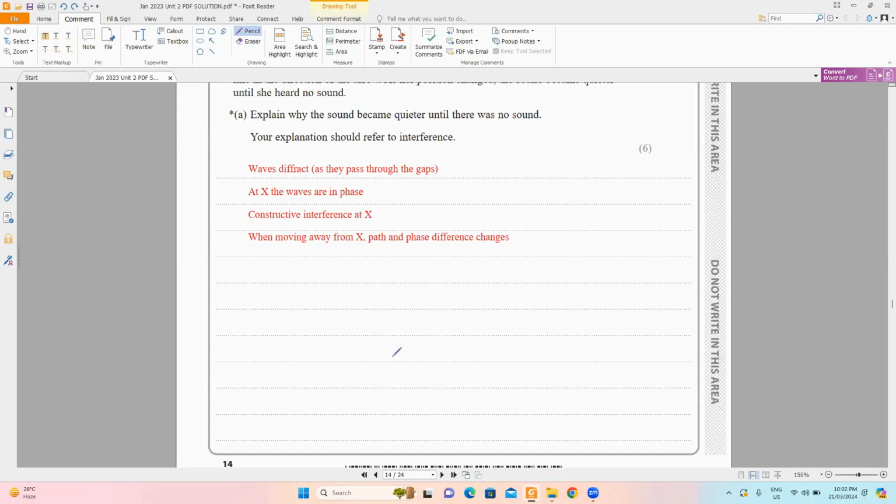So I think in the mark scheme, they gave this as an option. Either you write about path difference or about phase difference. So just to be on the safe side, I wrote that both path and phase difference change. So no sound is heard when destructive interference takes place. And you know this by now. When does destructive interference take place? When the waves are in antiphase.